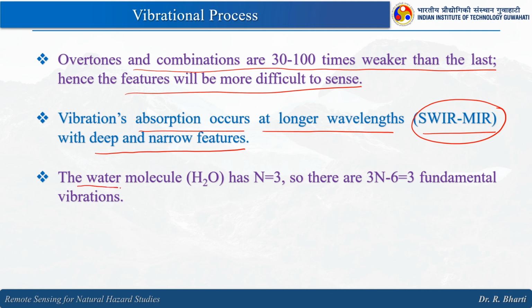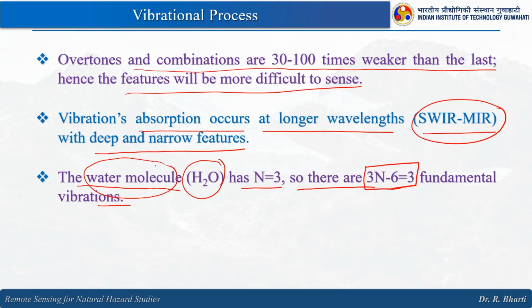For example, the water molecule, which is H2O, has n equal to 3. So, there are 3n minus 6 fundamental vibrations, remember 3n minus 6. If we calculate this, it will be 3. So, 3 fundamental vibrations will be available for the water molecule.